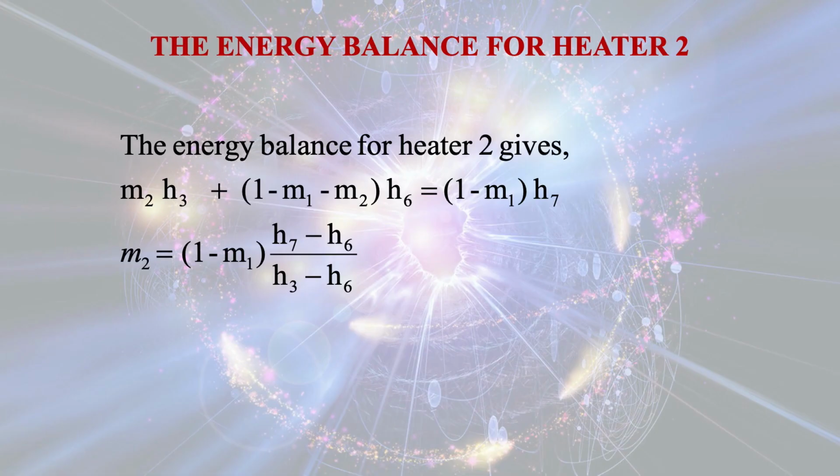So we can write M2 H3 plus (1 minus M1 minus M2) H8 is equal to (1 minus M1) into H7. And if you do a little bit of algebra, you will find out the value for M2 is equal to (1 minus M1) multiplied by (H7 minus H6), whole divided by (H3 minus H6). M2 is the amount of steam extracted at the second stage from the turbine.